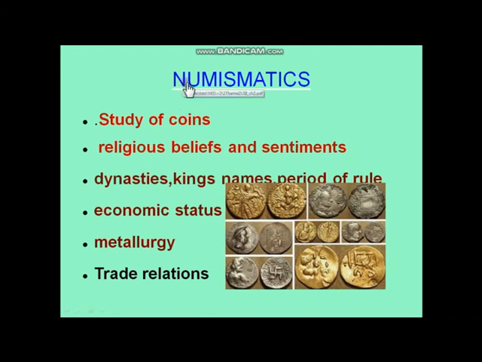Now let's see what is numismatics and how does it help us in writing history. Numismatics is the study of coins. It reveals to us many facts, religious beliefs of the time, the sentiments of the time, etc. Dynasties, kings' names, period of their rule, economic status of the time, etc. are also learned through the study of numismatics. Numismatics also reveals the metallurgy of the time, trade relations of the period, etc.